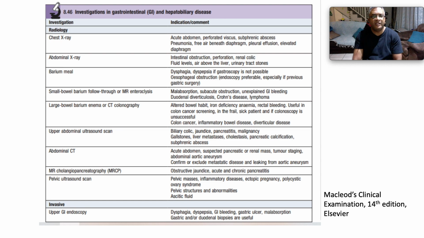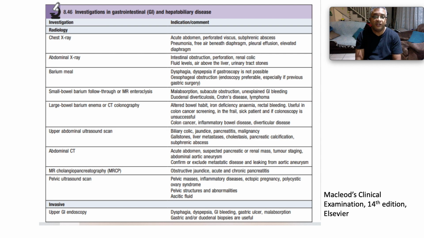Okay, so here we're looking at investigations in gastrointestinal and hepatobiliary disease. So the radiological investigations, as mentioned, do a chest X-ray if you're thinking about a perforated viscus, in which case you're going to have air under the diaphragm. And if you suspect pneumonia or pleural effusion, it's good to do a chest X-ray. Abdominal X-ray if you suspect intestinal obstruction. We're going to look at a couple of examples.